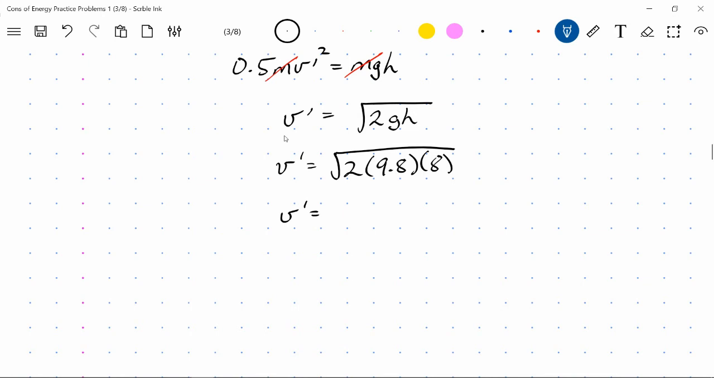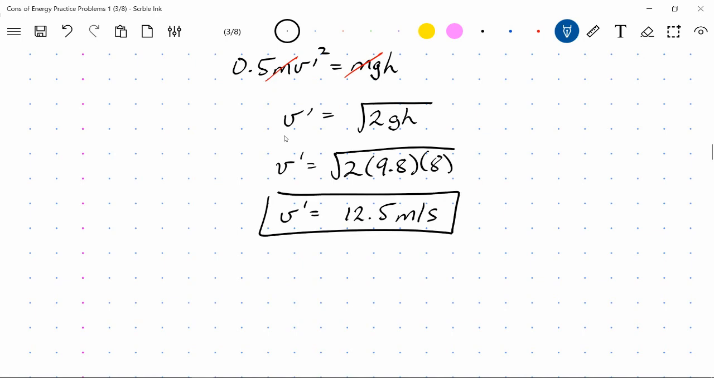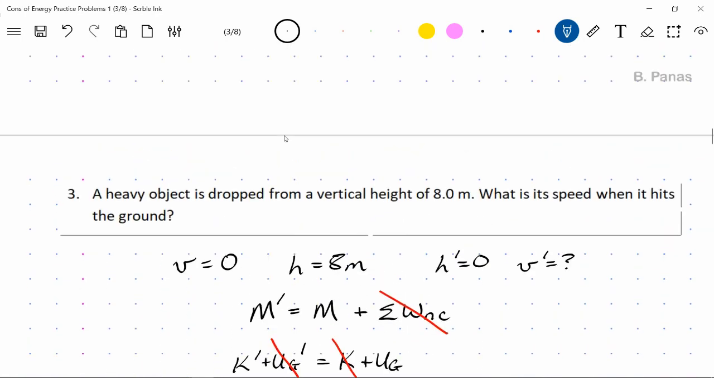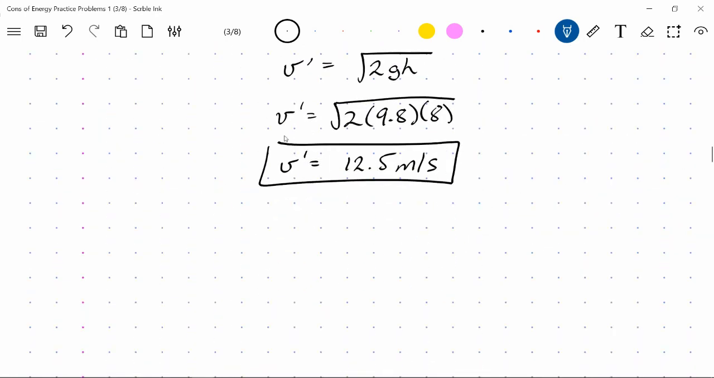v prime equal to, get this into my calculator, square root of the following, 2 times 9.8 times 8, and I'm getting an answer of 12, rounded off to 0.5. 12.5 meters per second. And there you go. Problem number 3, 12.5 meters per second.